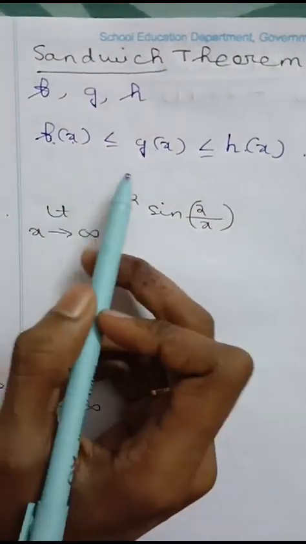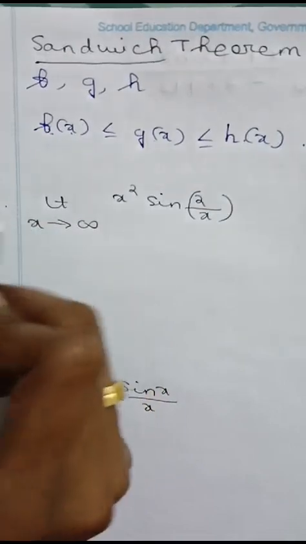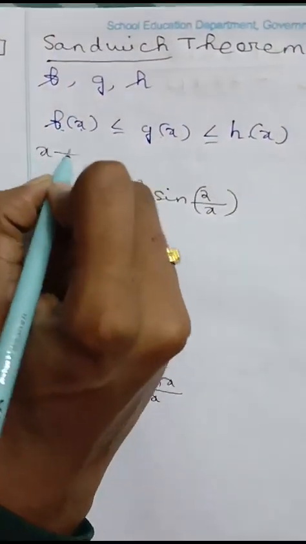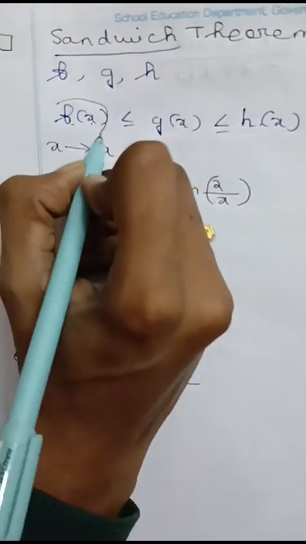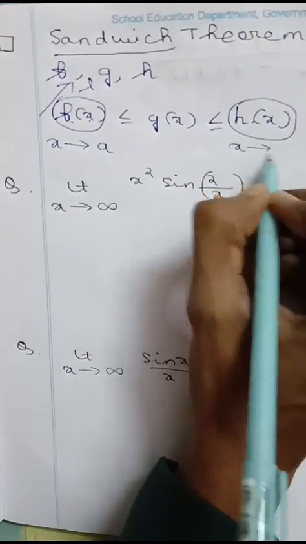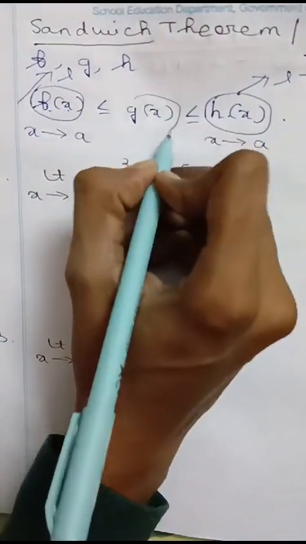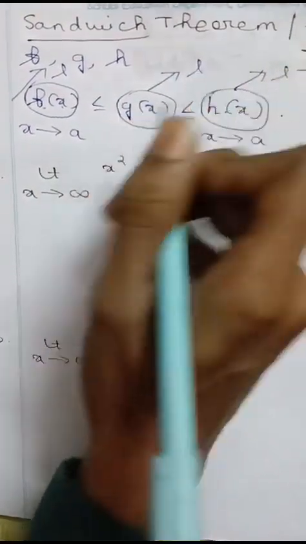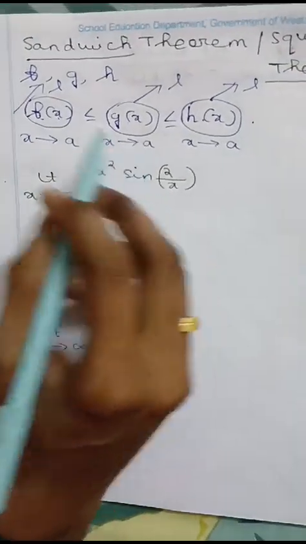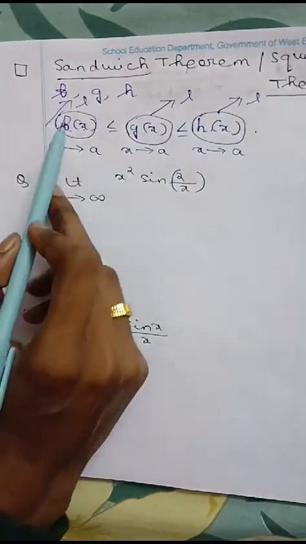that is, if this inequality holds for all x in the common domain of definition of these three functions, then if you take the limit at a point, let's say a, as x approaches a, and the limiting value of the two outer functions is L, then the middle function will also tend to L as x approaches this particular abscissa, that is a.